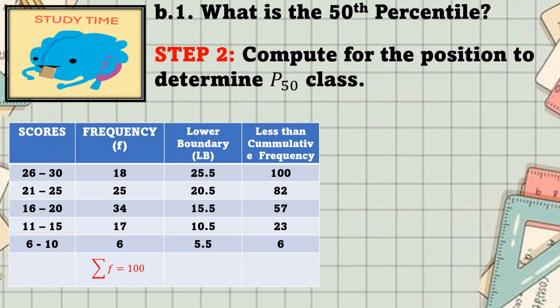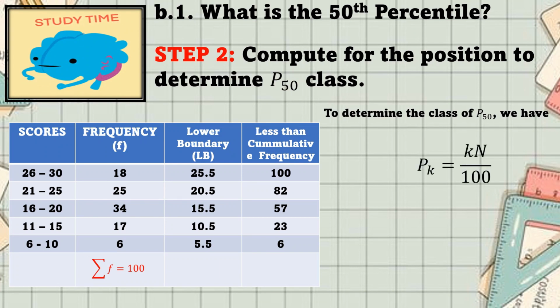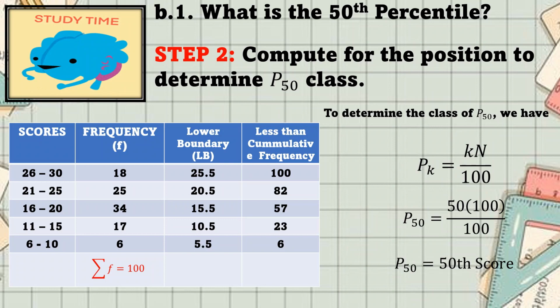Step 2 is to compute for the position to determine the 50th percentile class. To determine the class of our 50th percentile, we have P sub k is equal to kn divided by 100. So we have 50 times 100 divided by 100. So the location of our 50th percentile will be the 50th score.